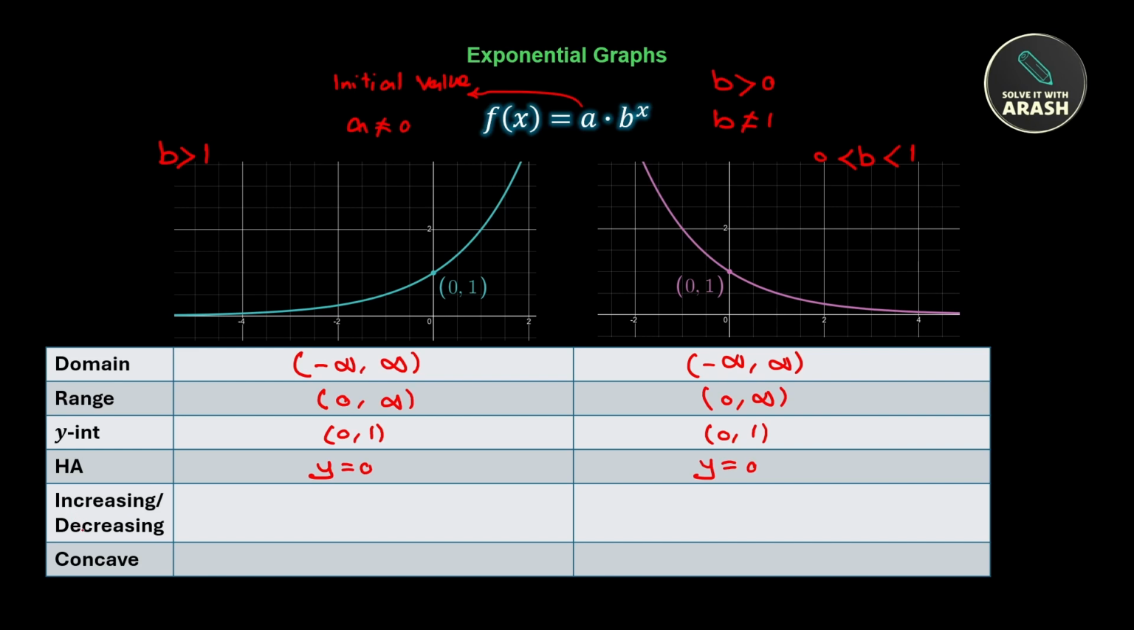What about increasing and decreasing? Which one is increasing? Obviously, the left one is increasing. So if the base is greater than 1, then the function is going to be increasing. If b is between 0 and 1, then the function is decreasing. And concavity: both of them are concave up, so that is the same for both.